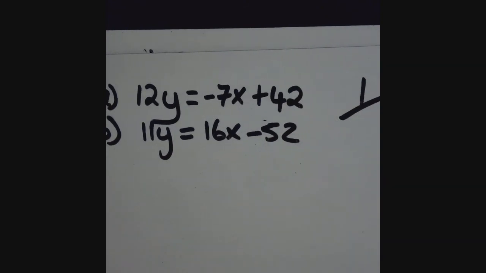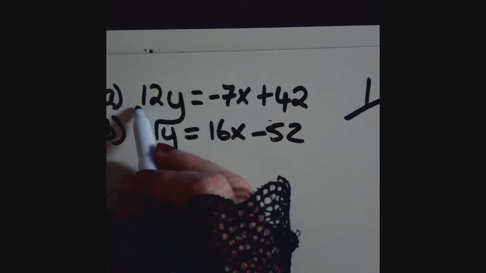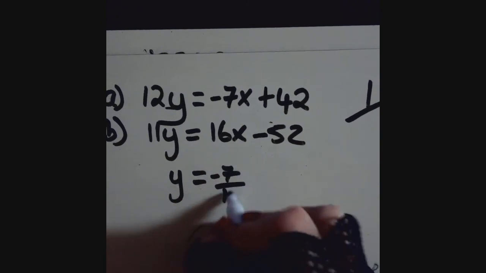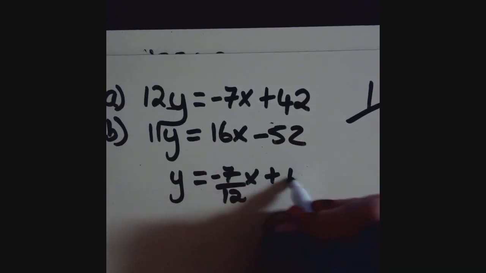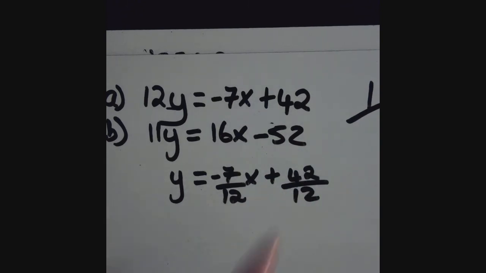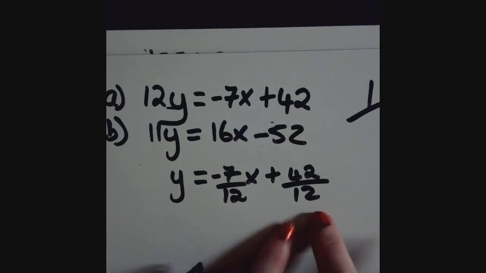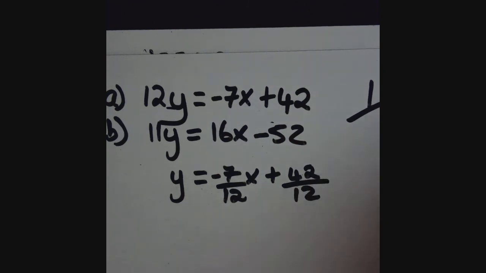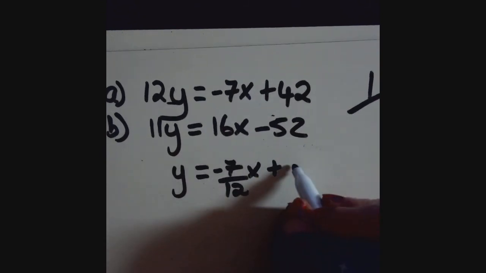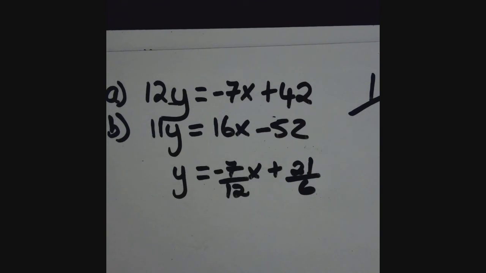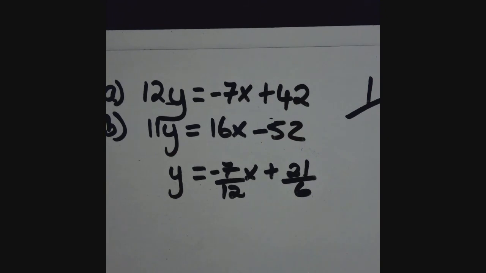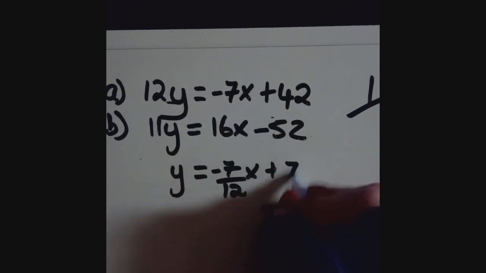So I have to solve both of them for y. Let's start with the top one. I'm going to divide everything by 12. So y equals negative 7 over 12x plus 42 over 12. And we know that both of them are going to be divisible by 2. 2 goes into 42 and 12, so that is going to be 21 over 6. Actually, that still breaks down. We can still break that down by 3, right? So 3 goes into 21 7 times, so it reduces to 7/3.